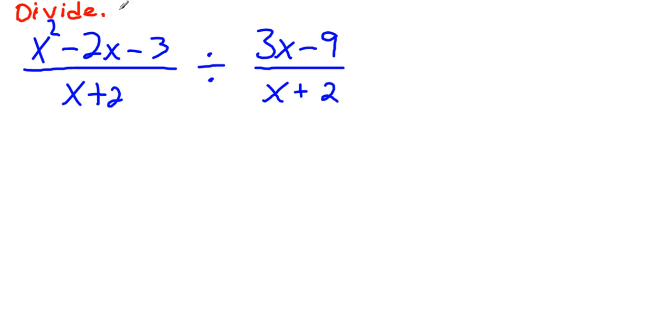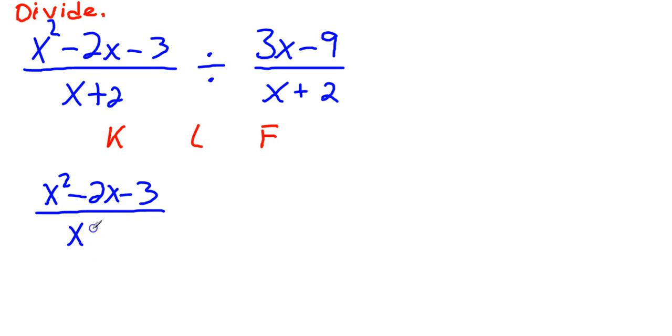Okay, and the directions on those problems will be really simple. Here you go: divide. That's the only thing it's going to say. All right, but the very first thing you want to do is keep, change, flip. So keep the first fraction exactly like it is. Change your division to multiplication, and then flip this thing upside down. Technically, you're taking the reciprocal of the second fraction, but that's the short version of keep, change, flip.